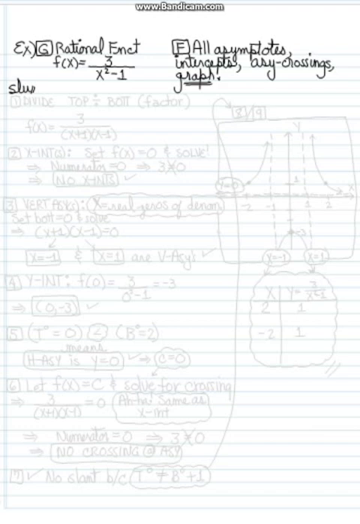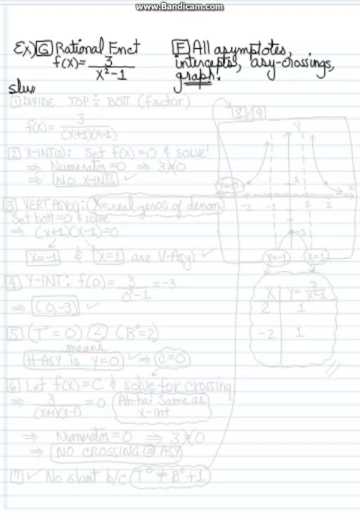Given the rational function f of x equals 3 over x squared minus 1, find all asymptotes, intercepts, asymptote crossings, and find the actual graph. Okay, now we're going to go all the way with this. We're not going to stop when we get the asymptotes and the intercepts.